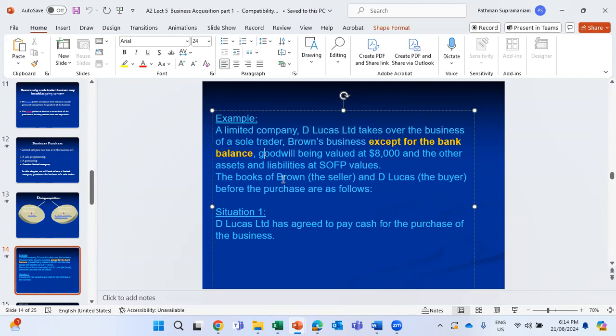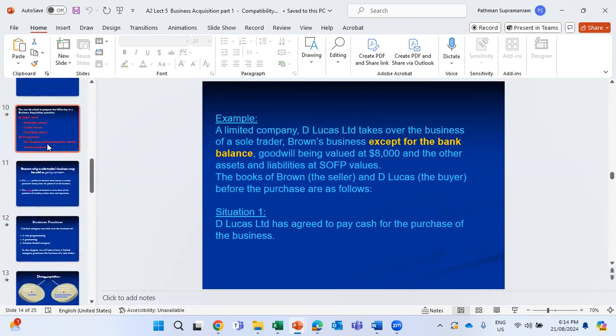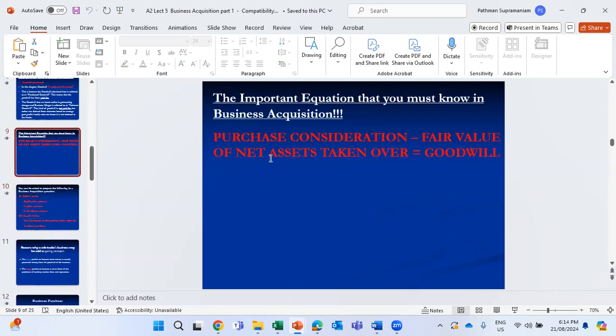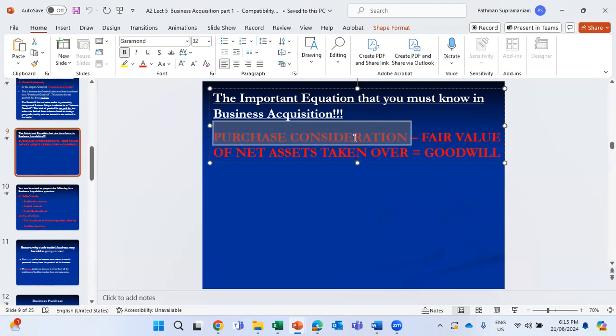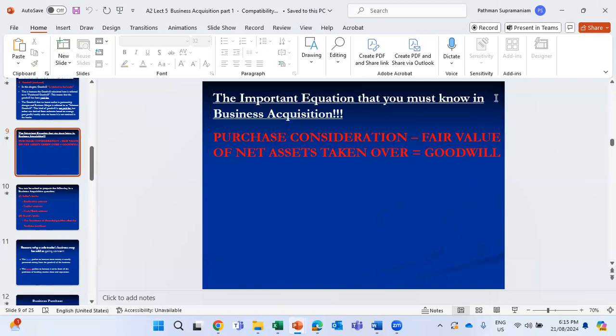Okay, so for this example, the goodwill figure is given at 8,000. So later you need to fall back to this equation here. See, the goodwill is given, and we know the fair value of net assets taken over. So we can work out the purchase consideration. The purchase consideration will be goodwill plus fair value of net assets taken over.